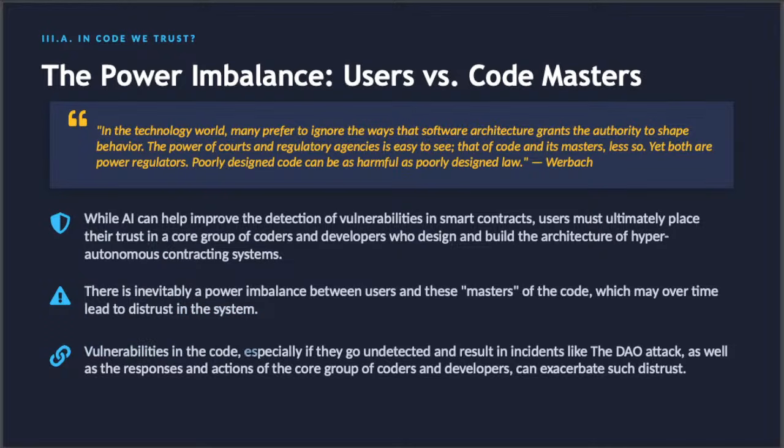Vulnerabilities in the code, especially if they go undetected and result in incidents like the DAO attack, as well as the responses and actions of the core group of its coders and developers when they did that hard fork solution just to recover the funds for the ones that rightfully got deprived, it seems. That can exacerbate the distrust, because what was thought of as trustless, they find out that actually they can go in centrally and alter it.